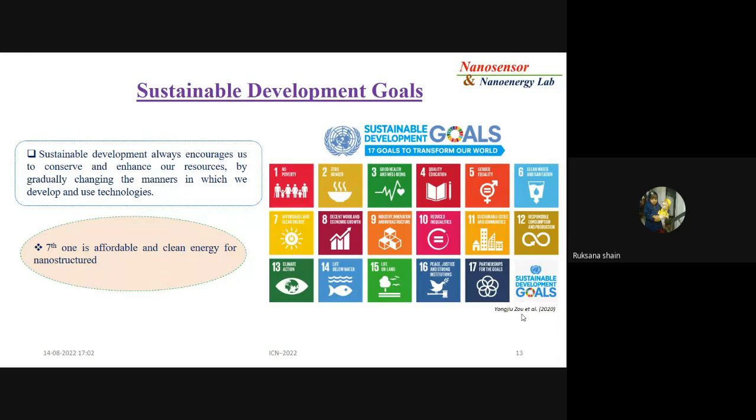Next slide. So here, these are all the sustainable development goals. Here, 17 goals are there. They always encourage us to conserve and enhance our resources by gradually changing the manner in which we develop and use technologies. Among these 17 goals, the 7th one is affordable and clean energy. And whatever we are creating is low-price and clean energy from nanostructures.